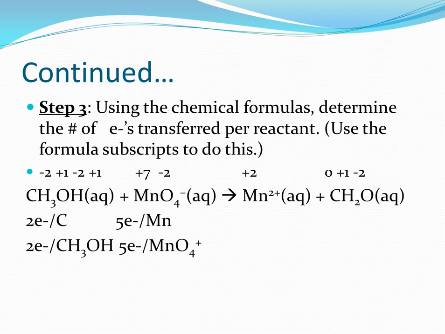Step 3 becomes important when the chemical formulas for the entities involved in the reaction have more than one atom of the oxidizing agent or the reducing agent. In this example, there is only one carbon in methanol, so there is still a 2 electron transfer per molecule. There's only one manganese atom in the permanganate ion, so there is still a 5 electron transfer per permanganate ion.